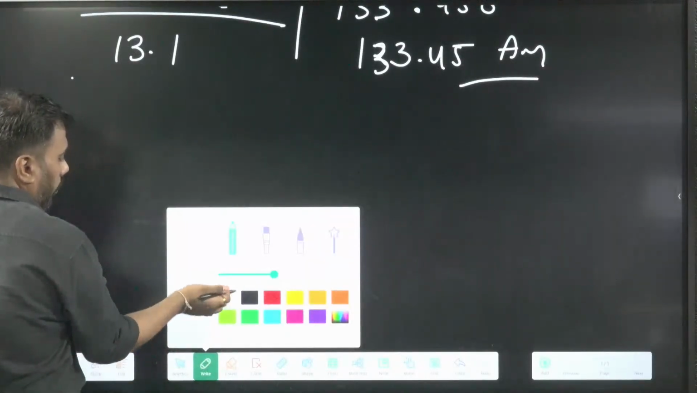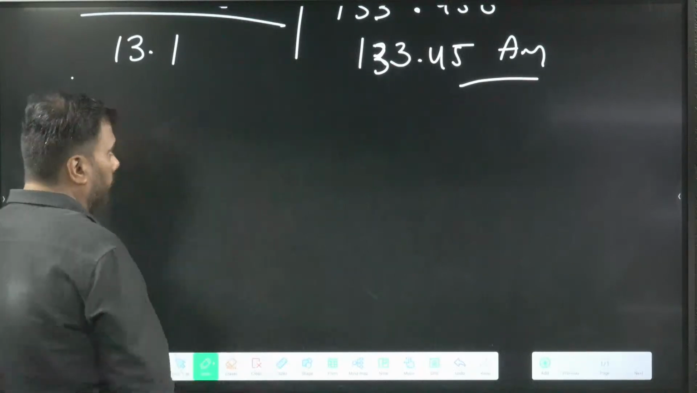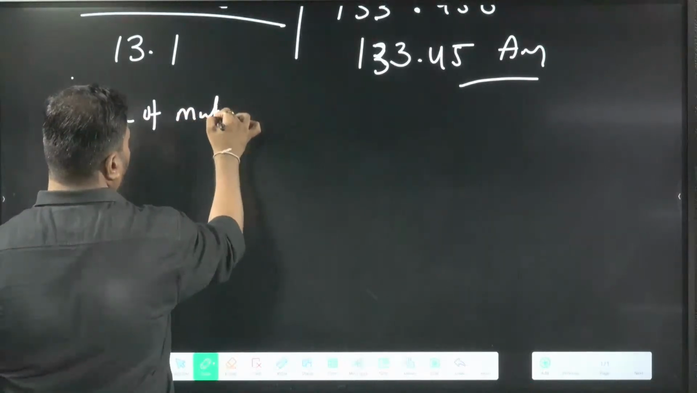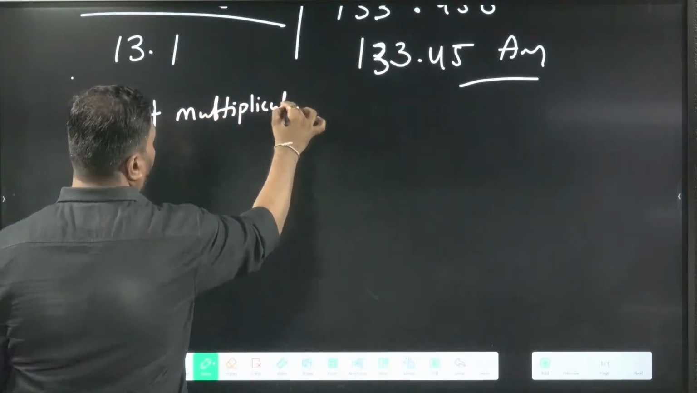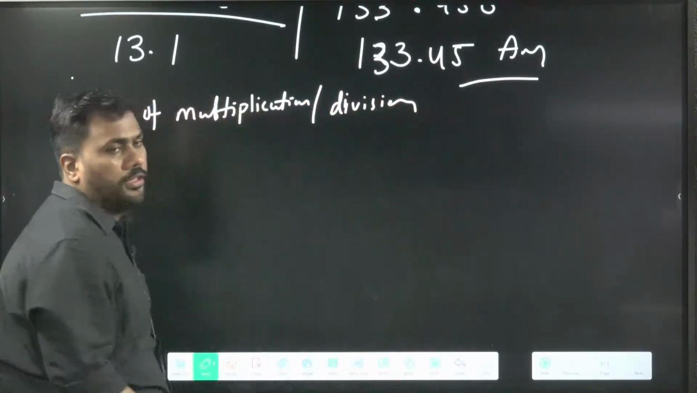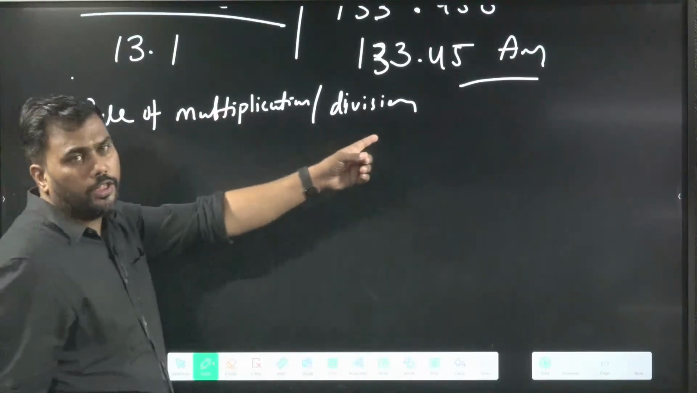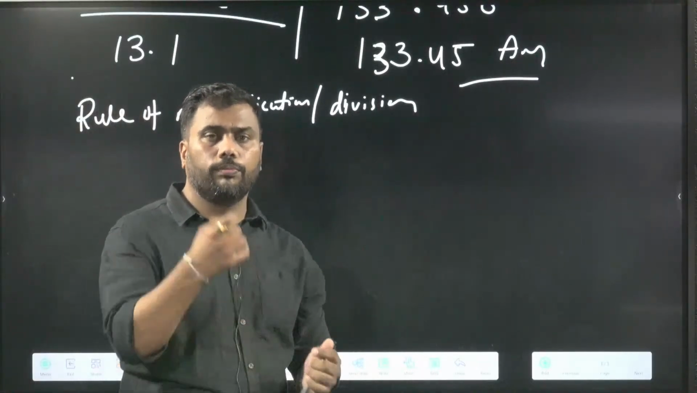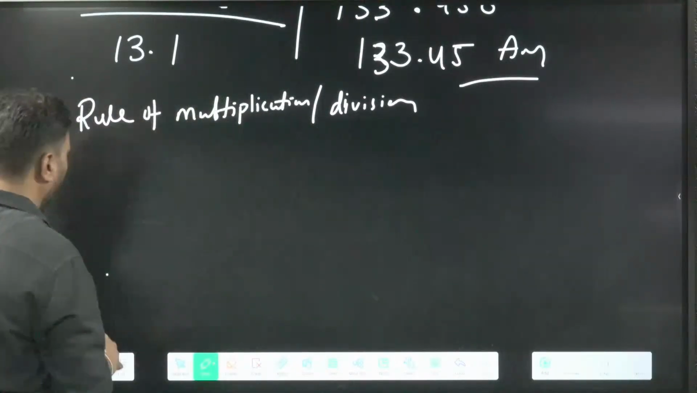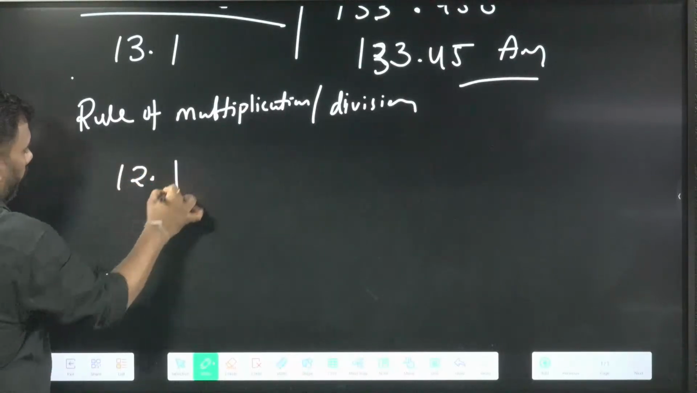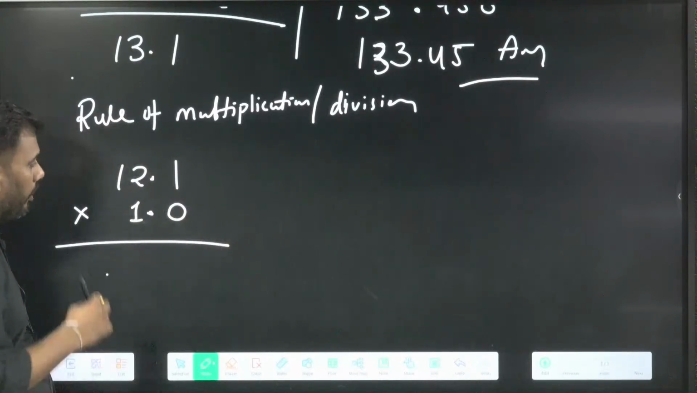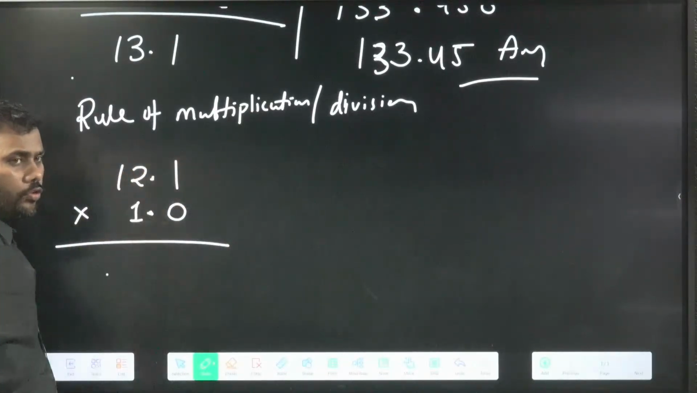Now we will learn the rule of multiplication or division. In case of multiplication or division, the rule is very simple. Just observe the total number of significant digits in the two numbers. Suppose I am multiplying 12.1 with 1.0. Just multiply the two numbers first.